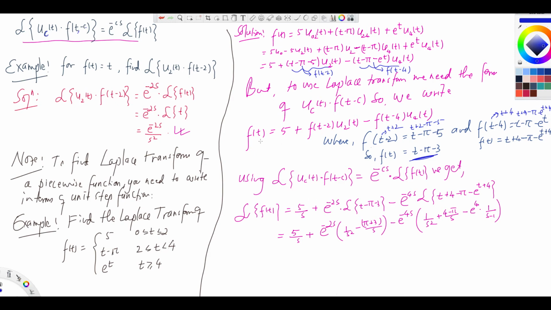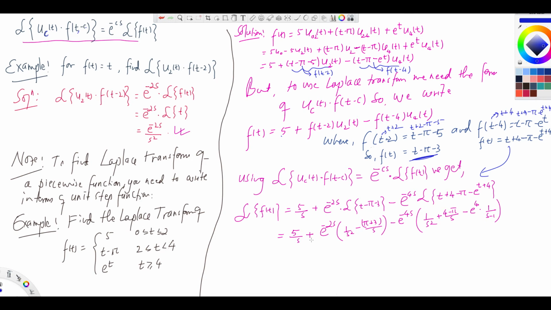So you take the Laplace transform on both sides. What do you get? The Laplace transform of 5 is 5 over s plus. What is the Laplace transform of f of t minus 2 times u2t? The formula is e to the negative cs times the Laplace transform of ft. So e to the negative 2s times the Laplace transform of what is our ft for this case? It is t minus pi minus 3. That's what you get, right? And minus e to the negative 4s, that's the formula, times the Laplace transform of ft in that case. That is this function, right? That goes there.